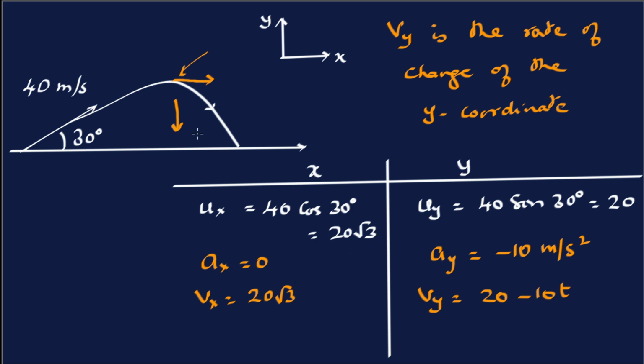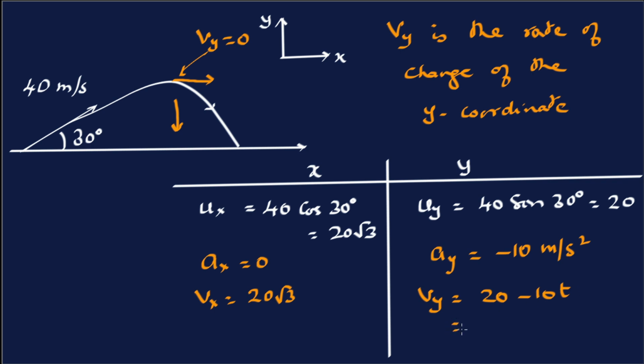So if you look at the y coordinate, just before it reaches the highest point, the y coordinate is increasing. So Vy is positive. Its rate of change is positive. Just after it reaches the highest point, it is coming down. The y coordinate is decreasing. So the rate of change of the y coordinate is negative. So Vy is negative. So just before it reaches the highest point, Vy is positive. Just after, it's negative. In going from positive to negative, it has to pass through 0. So at the highest point, Vy is 0.